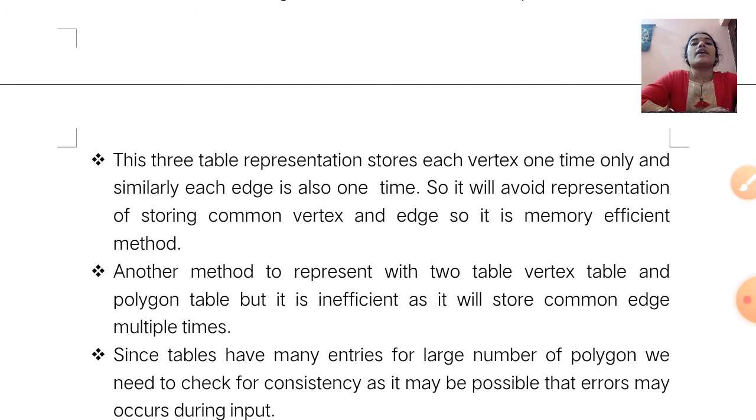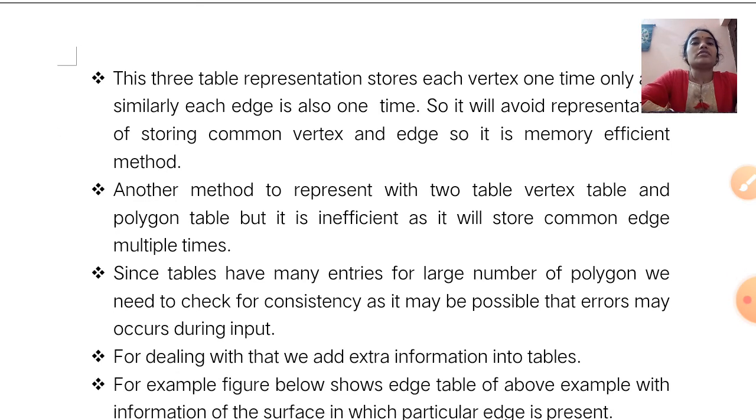Another method is to represent with two tables, vertex table and polygon table, but it is inefficient as it will store common edges multiple times. This one is one method, in which all vertices and edges are stored only one time, so it is a memory efficient method. No common edges or vertices are stored again.